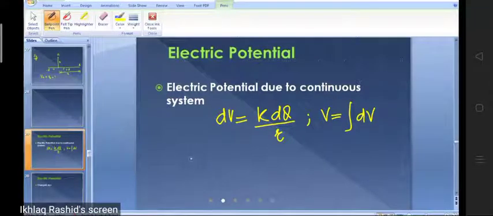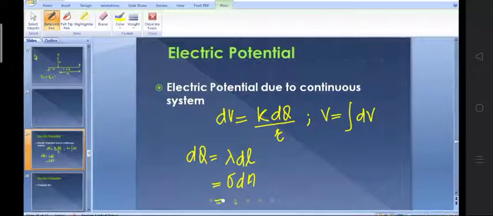Now this dQ will be equal to lambda multiplied by dL, or it can be equal to sigma multiplied by dA, or it can be equal to rho multiplied by dV. It depends upon whether it is linear charge density, surface charge density, or volumetric charge density. So accordingly we can choose the charge element dQ. Fine. Now the example number 1 we have is this charged arc.